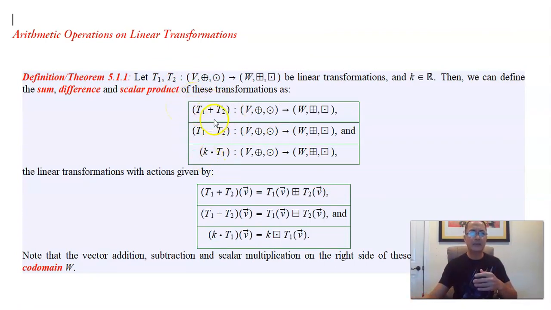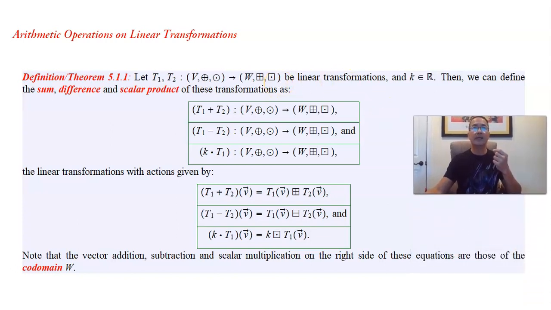Okay, so these should look familiar, don't they? We did that in chapter 3. If T1 and T2 both have V as their domain and W as their codomain, and K is any scalar, then we can define the sum, difference, and scalar product of these transformations. Okay, so what do they mean? Well, we already know what it means, don't we?